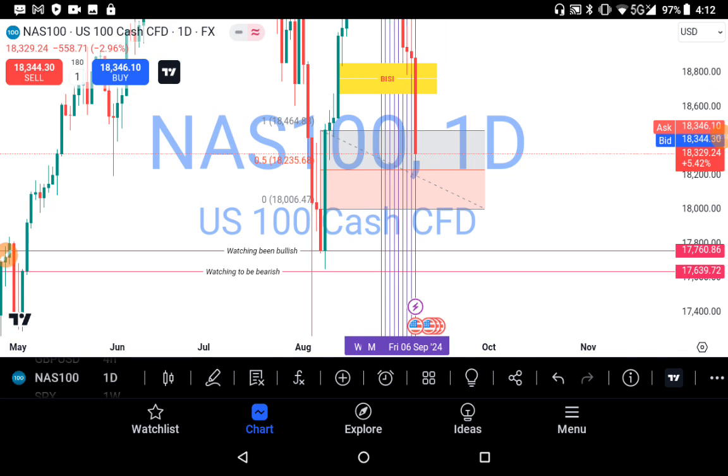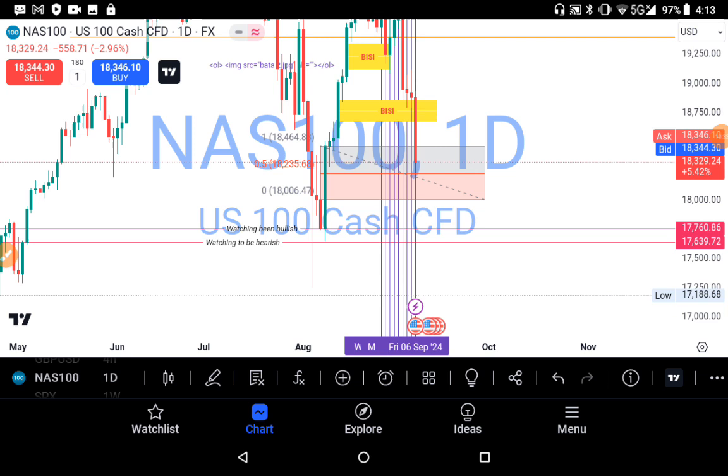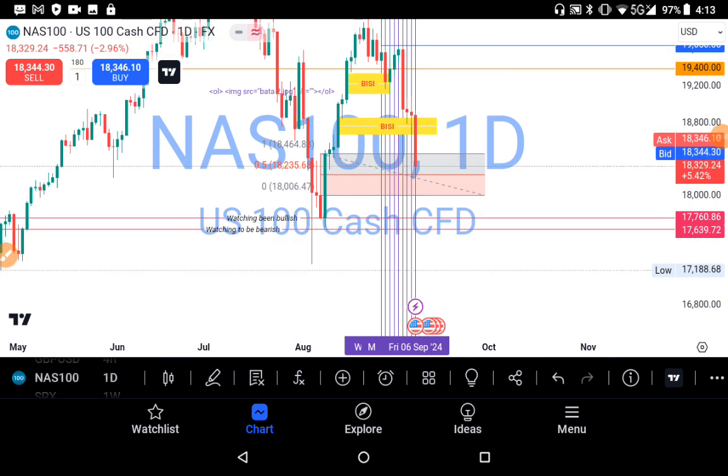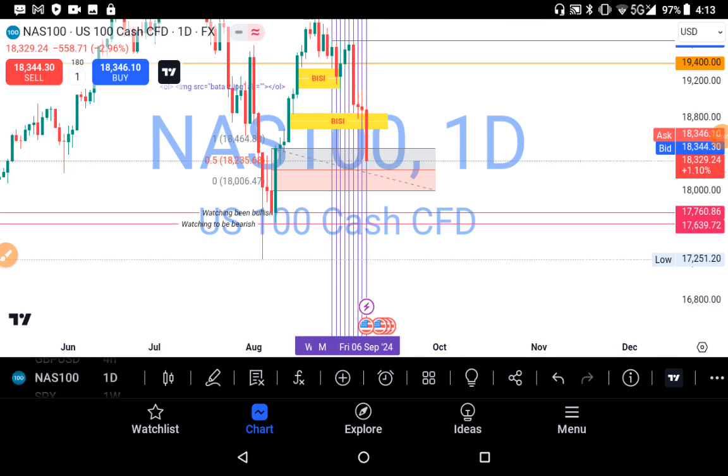It's going to give us 18,000 before we now decide if we are crossing the 19,639.72. If we should cross 17,639.72, I'll be bearish completely. But personally, I'm partially bearish because I'm interested in 19,400 to be redelivered, 18,800 and 19,400 to be redelivered.